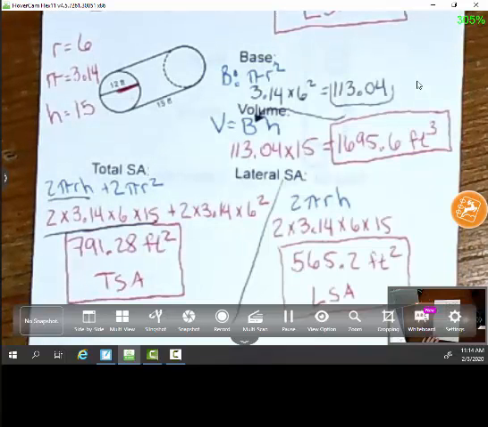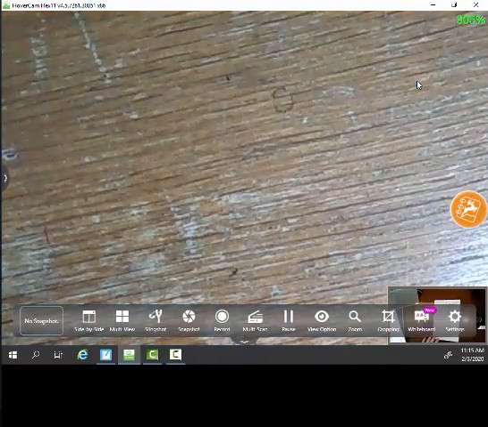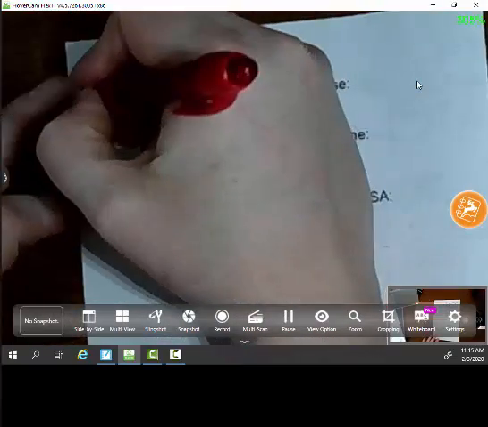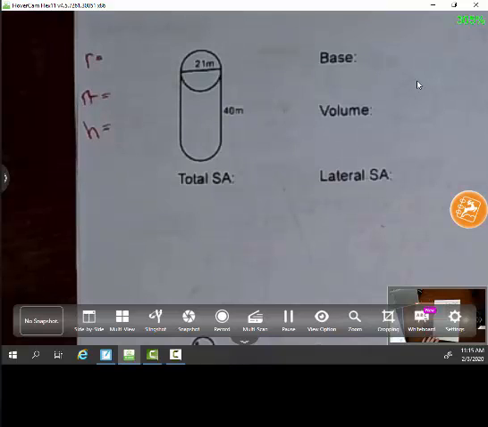So on the next one, what do you think I'm going to ask you to start with? Total surface area. Find r, pi, and h and stop. It's going to be a decimal. That's going to be okay. Be careful. Distance can't be a negative, so we shouldn't have any negative numbers.